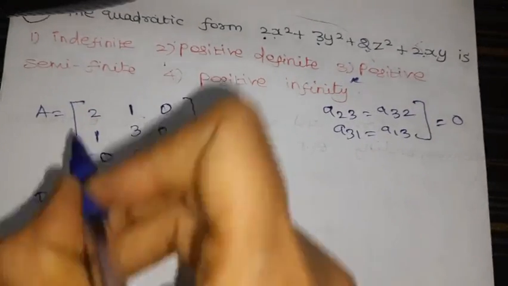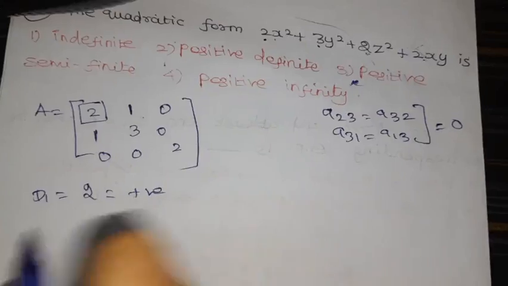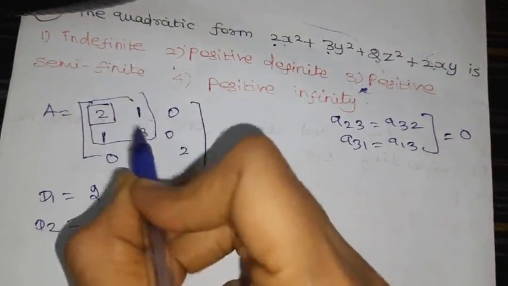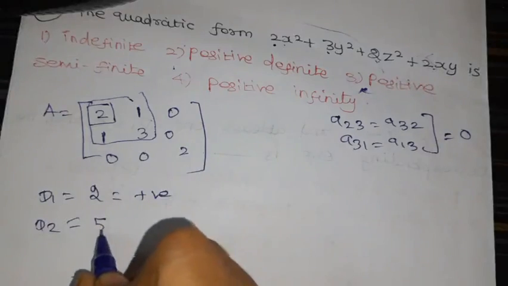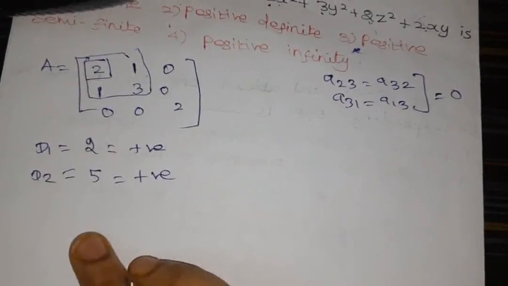First we'll find d1. d1 is nothing but this value, 2. It is a positive value. Then what is d2? d2 is this one. We'll find it directly: 6 minus 1, equal to positive 5. That is also a positive value.